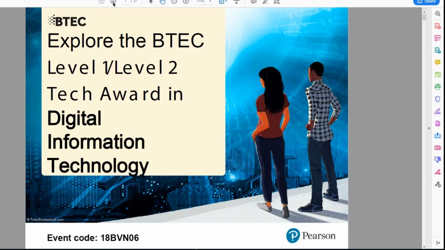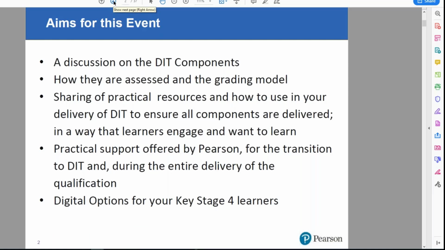I'll get started. So we're going to talk about the DIT. We're going to have a look at the three components. It's a very simple qual, no optional units or components as for some reason we've decided to call them. All compulsory, all need to be passed in order for a qualification to be successfully awarded. It does span level 1 and level 2.